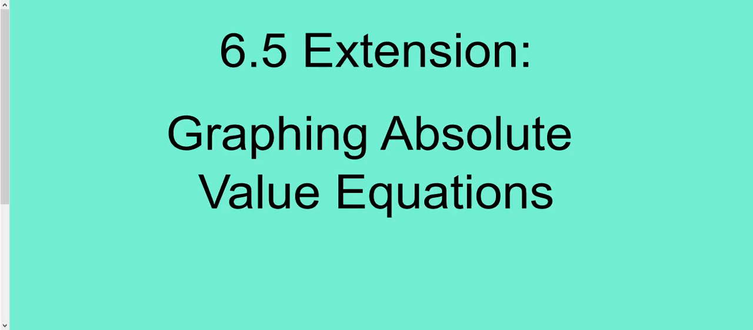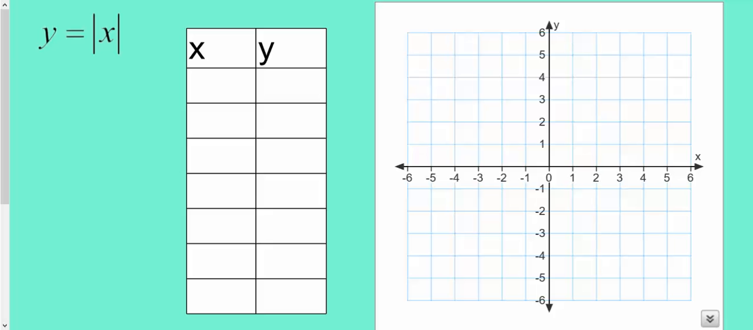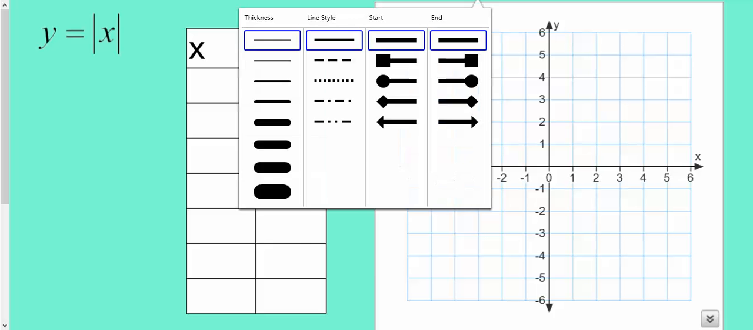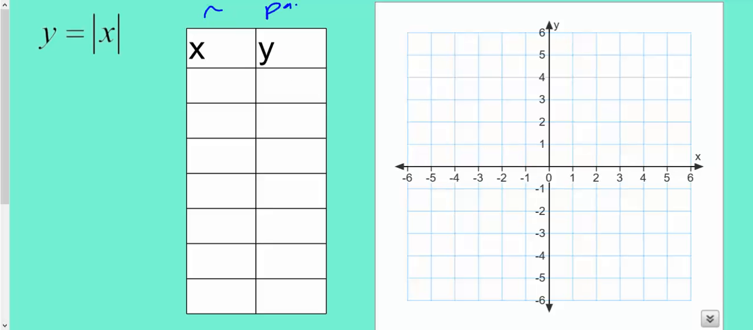All right, so here's our lesson for today, graphing absolute value equations. It's a nice little offshoot to relate to what we worked on yesterday and apply it to something new. So this is the parent function. This is the most basic absolute value equation that we have.